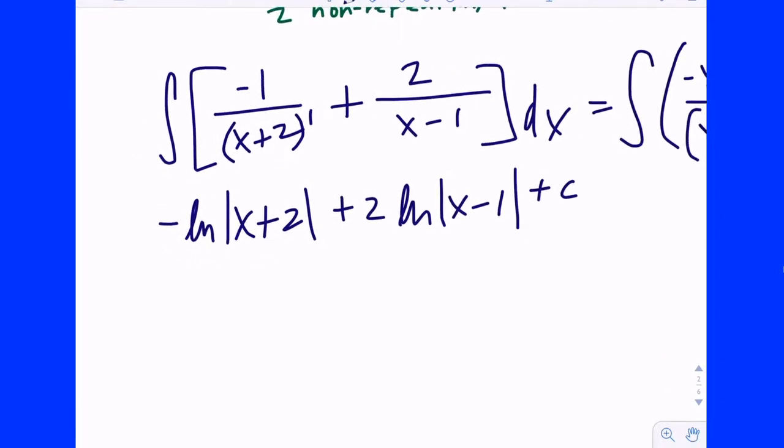Now, remember that if this term had been 1 minus x instead of x minus 1, you would have a correction of a negative 1. That's it. It's that easy. Piece of cake. Oliver Heaviside.